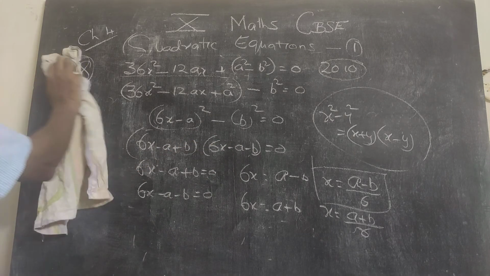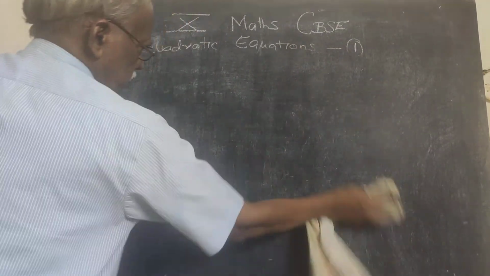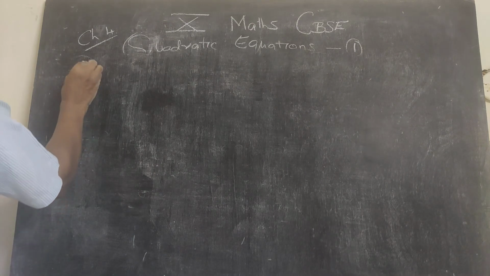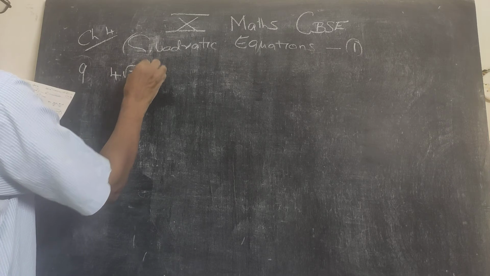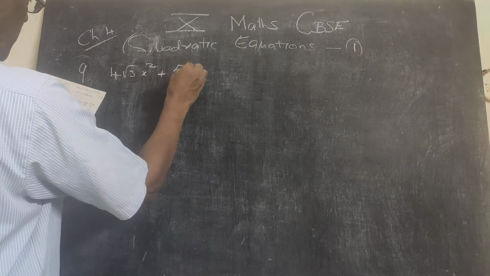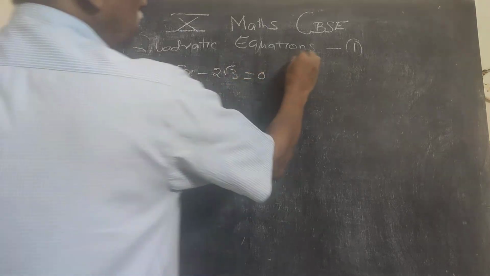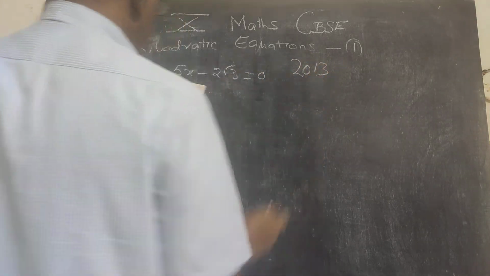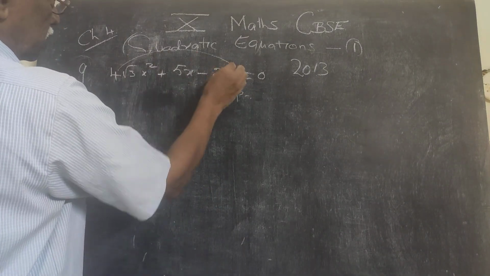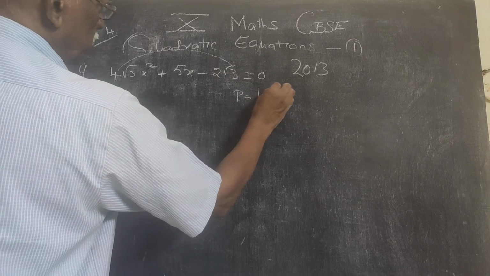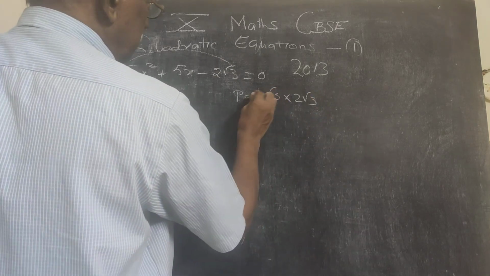Now question number 9. 4√3 x² + 5x − 2√3 = 0, asked in 2013. This is easy. The product is this into this, 4√3 into 2√3. Here is the minus.